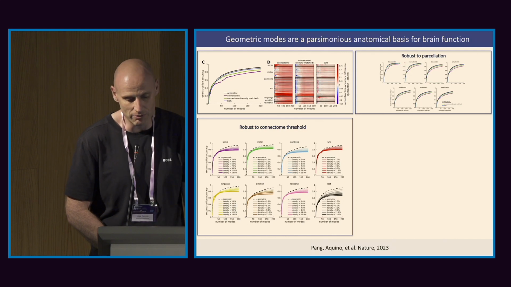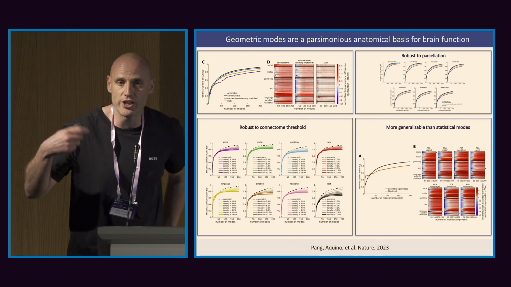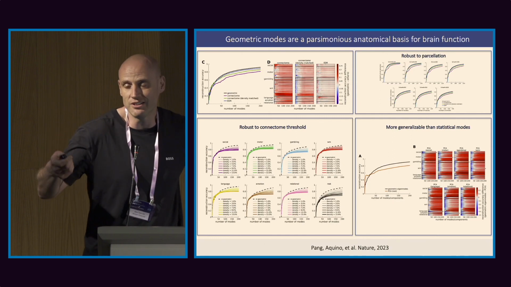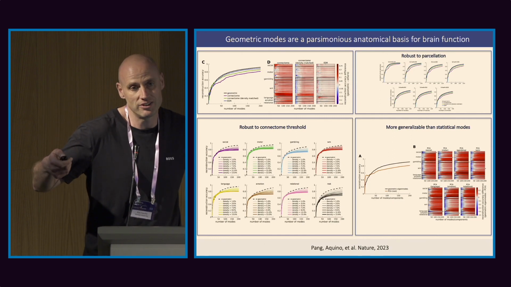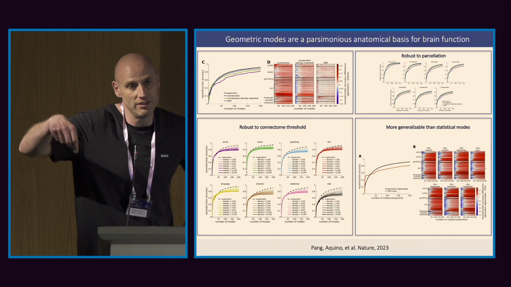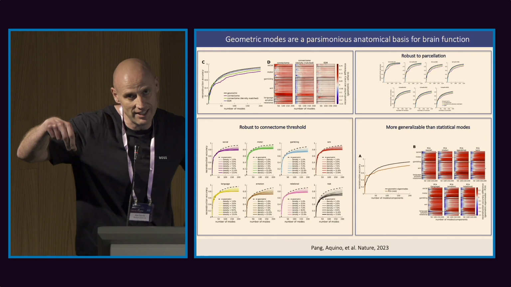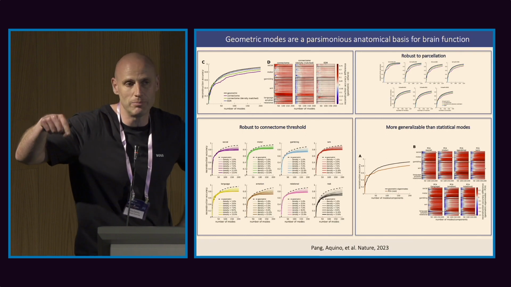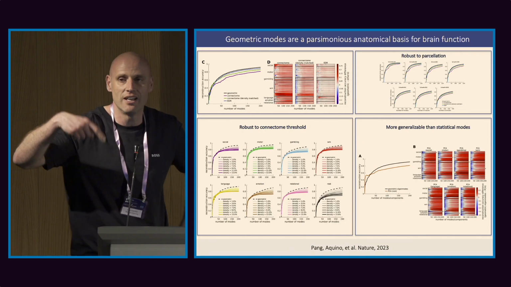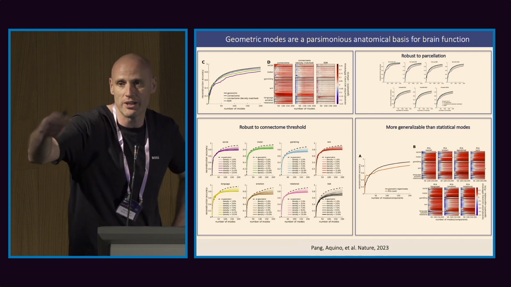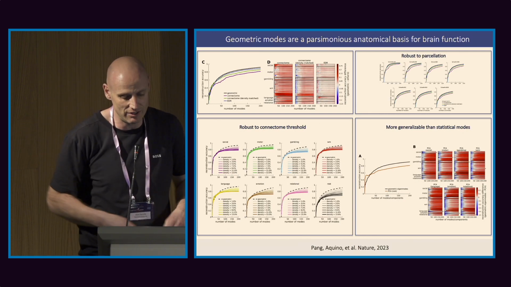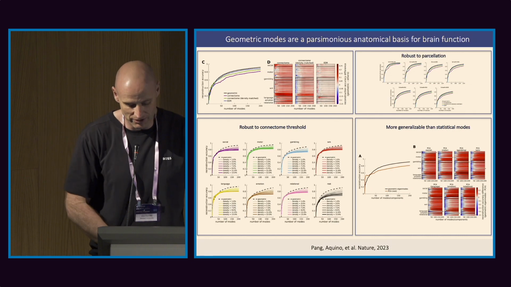And just out of interest, it wasn't a main point of comparison, but we find that the geometric modes are more generalizable than statistical modes derived from the functional data itself. We did a PCA within a given task, and that will give you a linearly optimal basis set for that task, but then we ask, how well can that be used to reconstruct other tasks? It turns out the geometric modes do much better on that kind of cross-task generalization than the task-specific PCA.